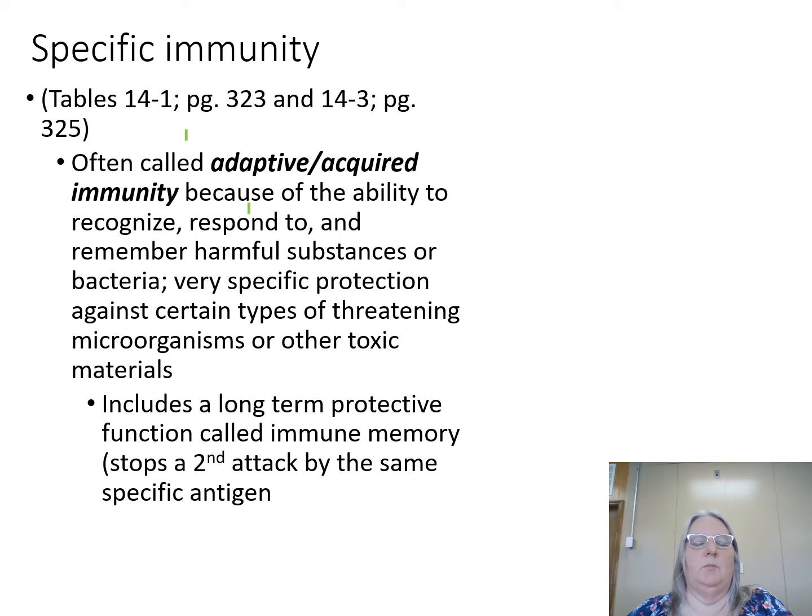Specific immunity is called adaptive or acquired immunity. You're exposed to something and the body creates a protective mechanism so that the second time you're exposed to that, you're immune and you will not become sick. That's what we talk about when we talk about immunizations. Immunizations are a type of specific immunity.